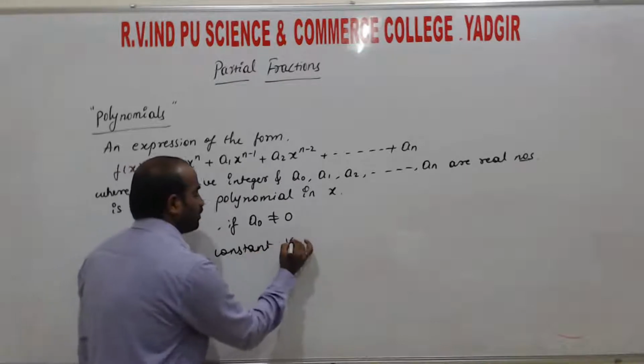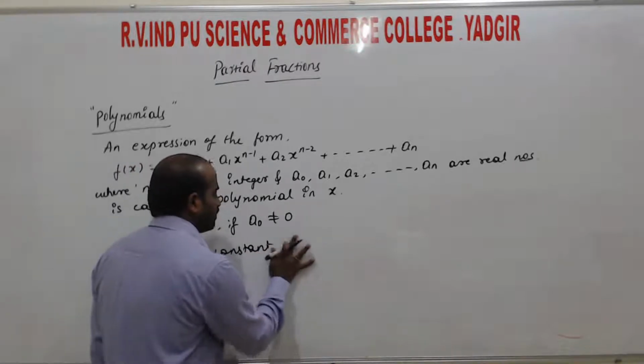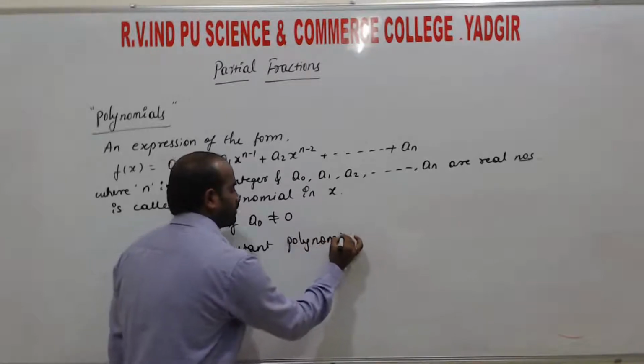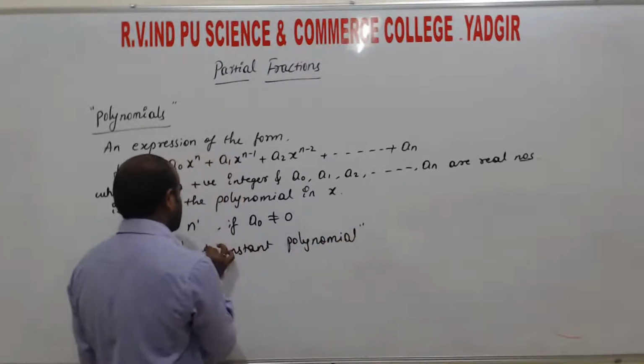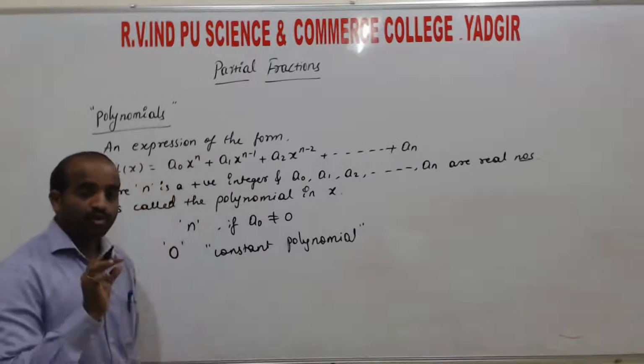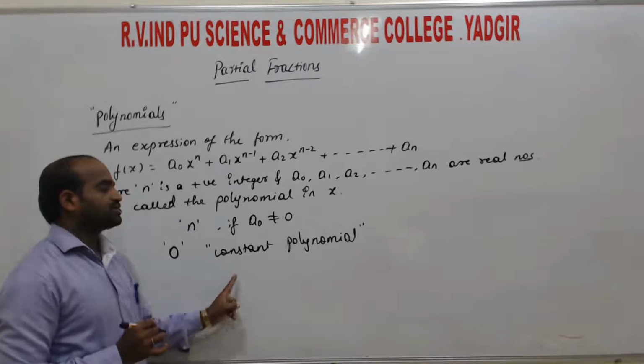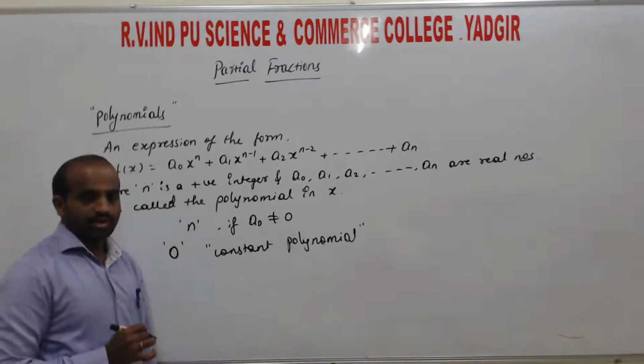Constant polynomial. Constant polynomial means what? A polynomial of degree 0 is called a constant polynomial.